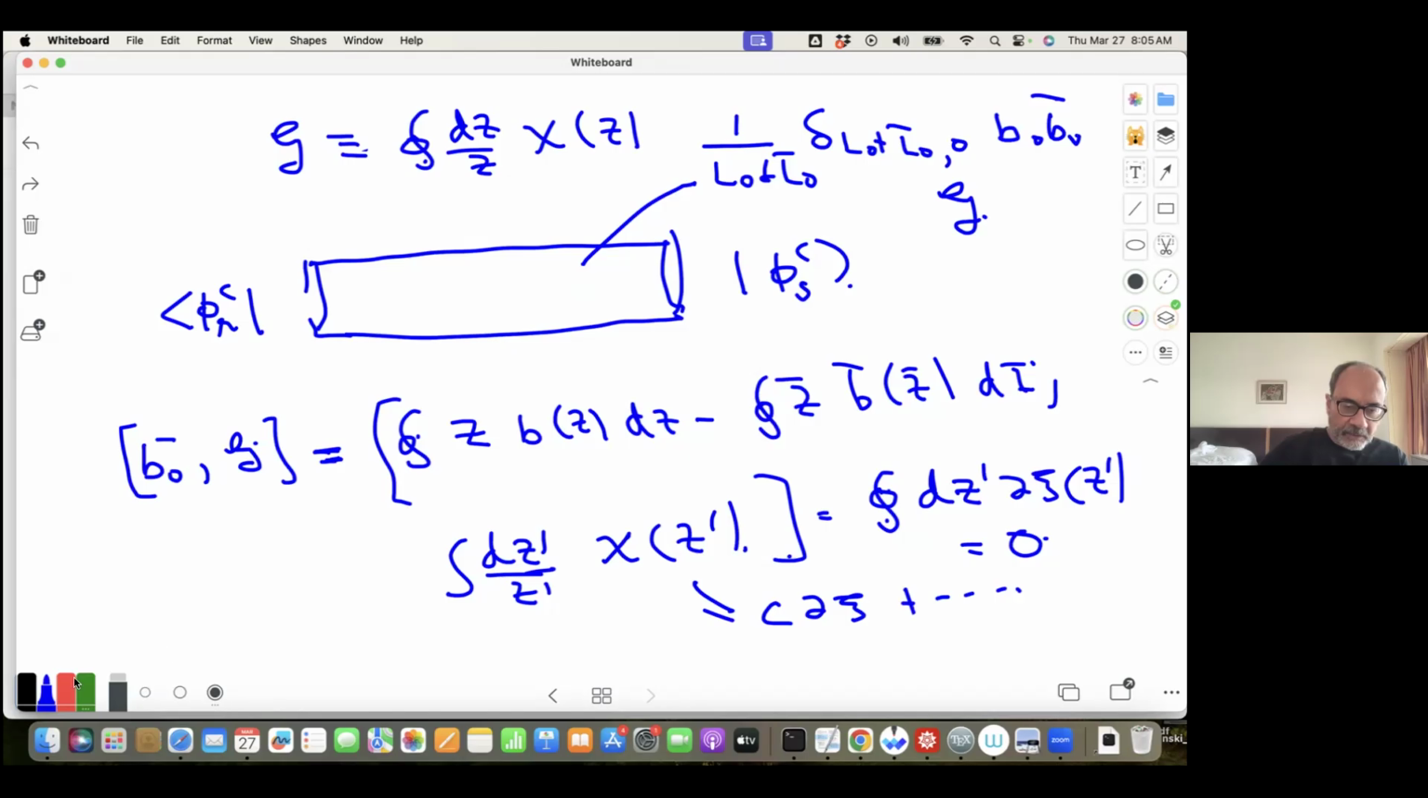Now, recall that this object is 1 over k square plus m square, right? And this we had interpreted as a standard propagator. B0 B0 bar are just some momentum independent objects, so they don't keep producing momentum factors. But now you see you have a G.